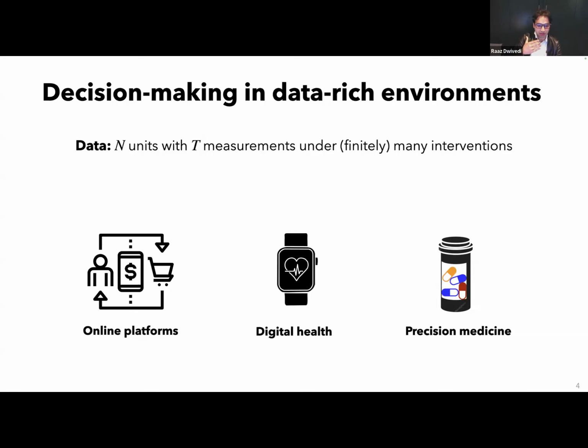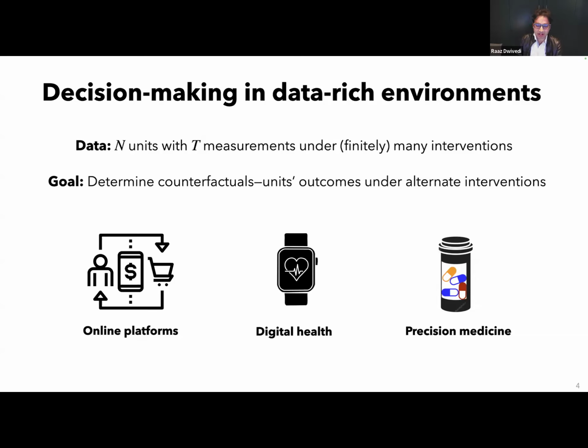In digital health, it could be about different users whom you are tracking over time, observing how they respond to different digital nudges, or about their activity under different exercise routines or different dietary recommendations. A canonical example is precision medicine, where you are tracking the whole time series of user responses under different drug dosages or different kinds of drugs. The goal is to determine counterfactuals, like what would have happened to different units' outcomes under alternate interventions. And we want fine grain: what would happen to a particular unit's outcome, or to different units' outcomes for a particular set of measurements, if we were to give a different intervention.